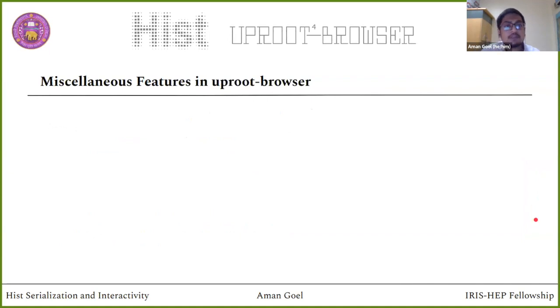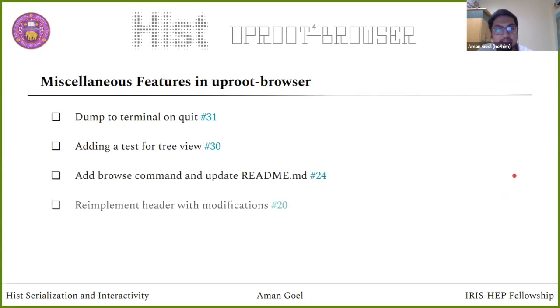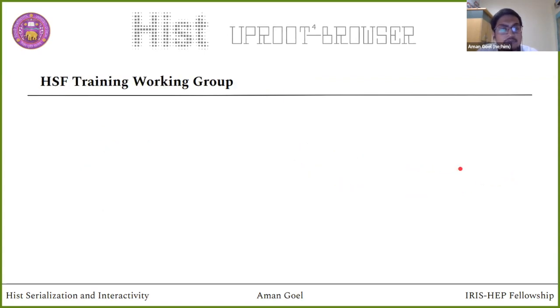So some miscellaneous features that we added in Uproot Browser: you can get the code which you used to generate the plot or the figure, and you dump it on the terminal on quit. Then we've added tests for tree views. Then the browse command was added where everything is basically tied together. Then we re-implemented the header specifically for Uproot Browser and added better plot information. So that was about Uproot Browser.